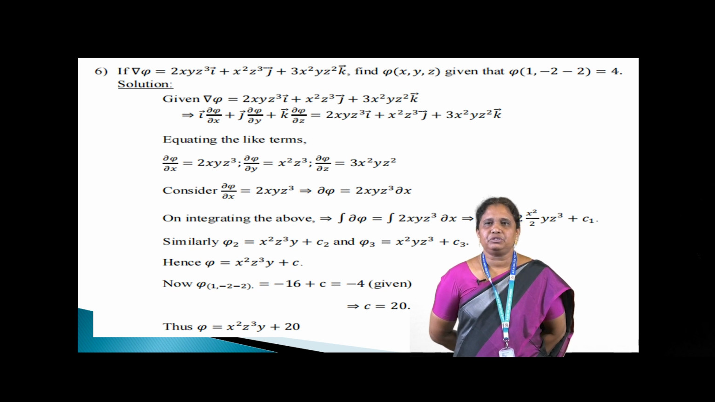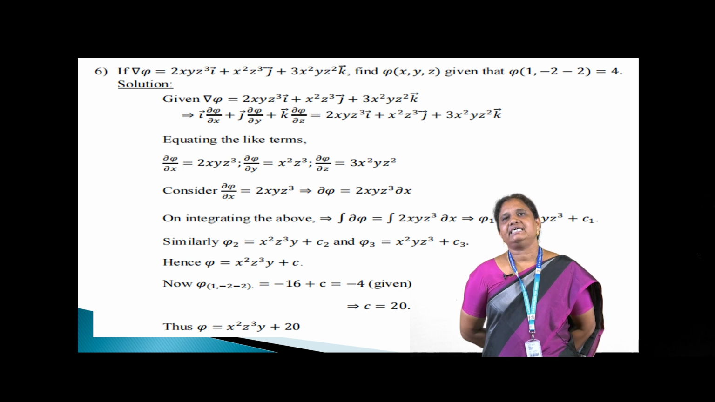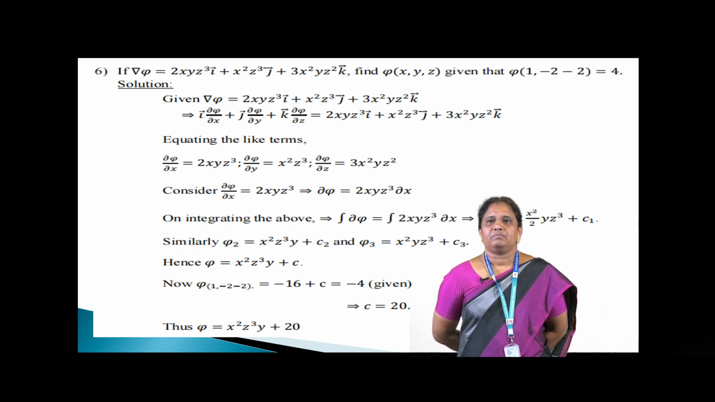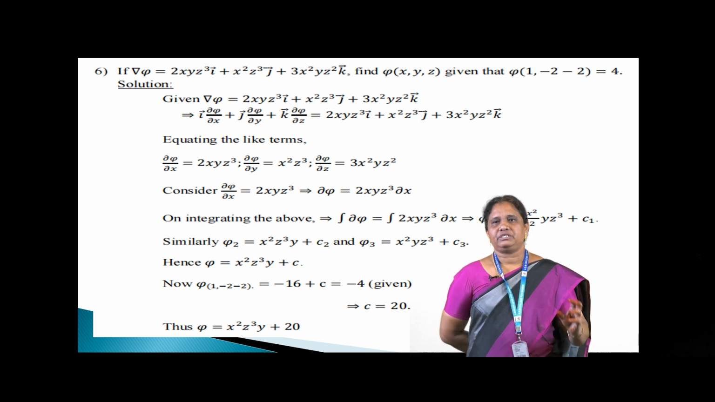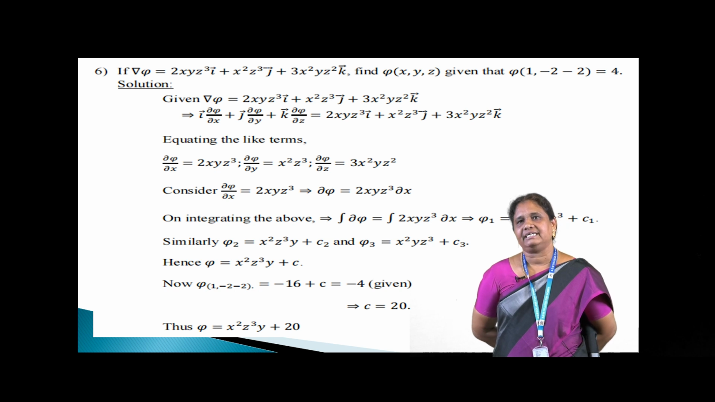Let us now substitute the formula for del phi in the left hand side and the given value in the problem on the right hand side. Now equate the like terms, that is the coefficient of i vector from the left hand side and the coefficient of i vector from the right hand side.